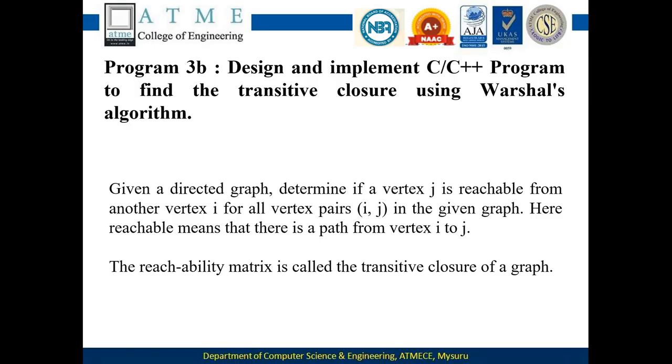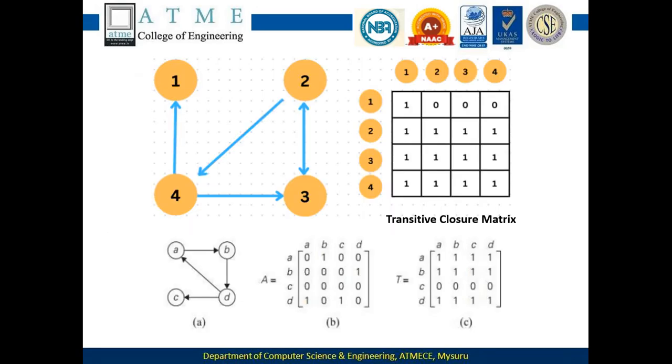So for a given graph we have to find out the reachability or path from vertex I to J in any given graph. The reachability can be represented using the transitive closure of a graph. For example, in this given graph you can see the transitive closure matrix is represented towards the right side. Here 1 2 3 4 represent the nodes.